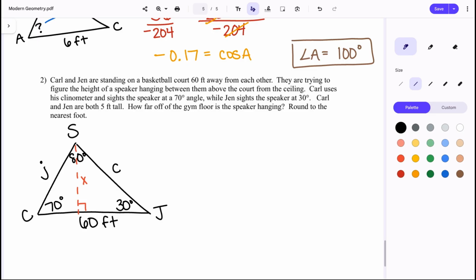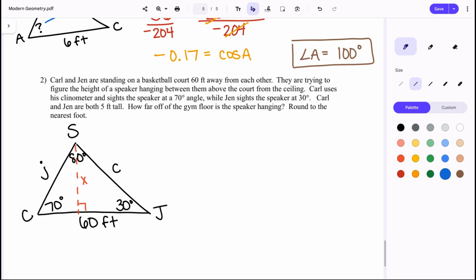So would you guys like to find small j or small c? Small c. All right, so let's figure out how we're going to do that. Now, I have all my angles in here, which means I should be able to use law of sines. I'm not forced to use law of cosines in this situation.